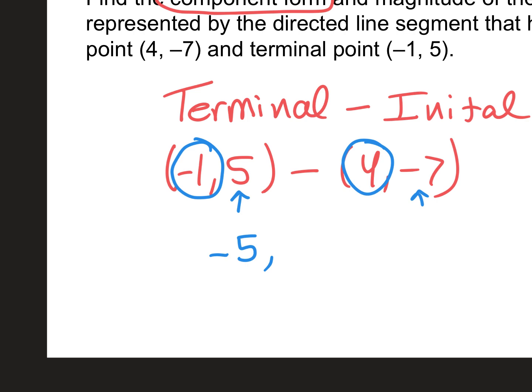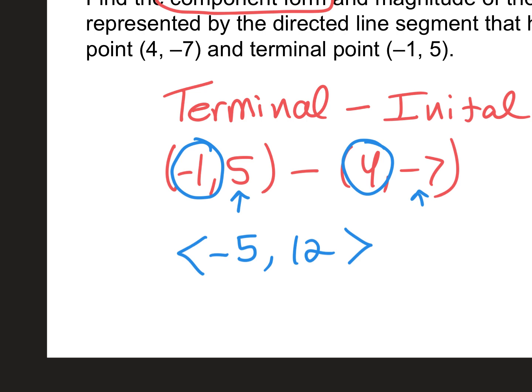5 minus negative 7 is 12. Now, you have just taken the 2 points and you have created your vector form. What goes on the ends of negative 5 and 12? Little v, little pointy things. That's telling me that you just took those 2 points and wrote it as a vector.